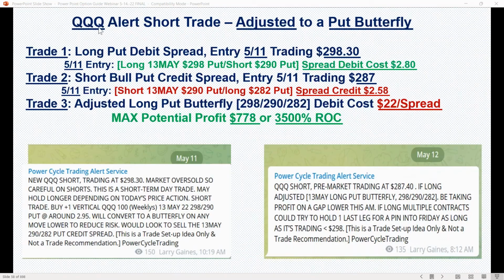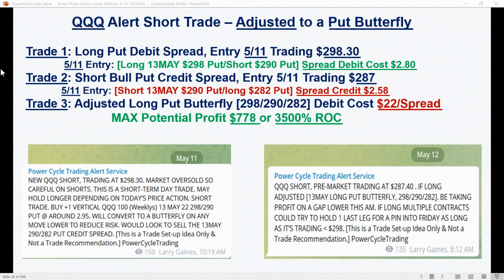Okay, so this was the alert trade. This is kind of going through with you what we were looking at. So trade 1 was, we started out with that put debit spread on the 11th. It was traded at 298.30. So we had that 298 put, 290 put, debit cost 280. So that was our trade that we started with.